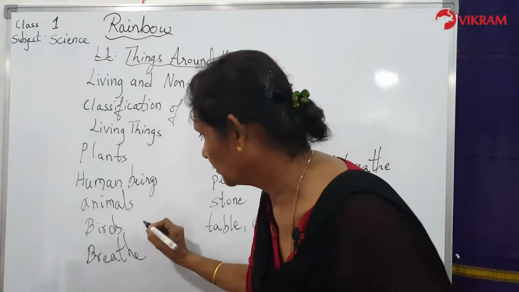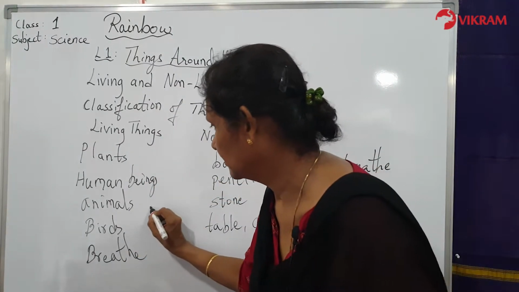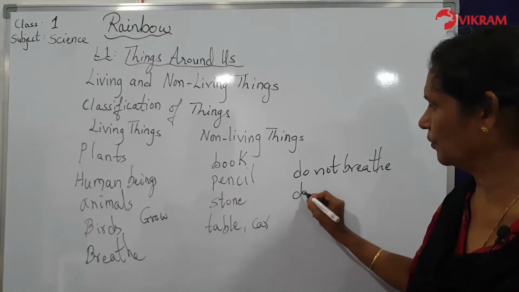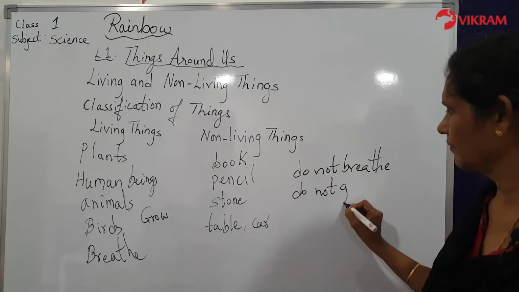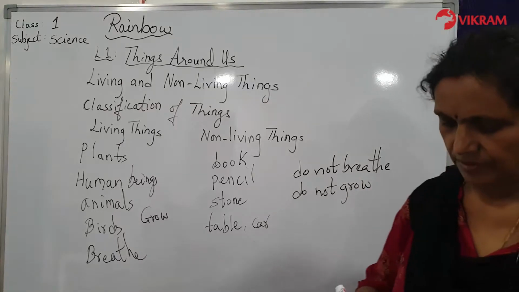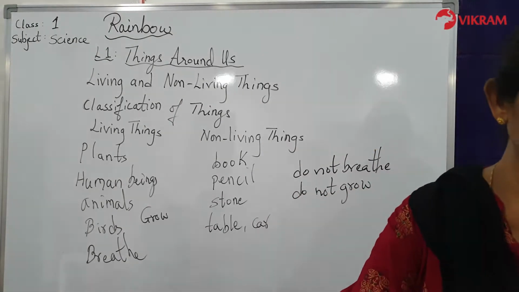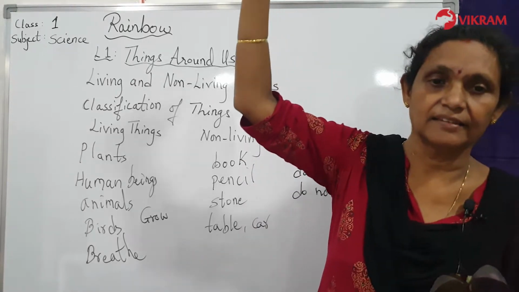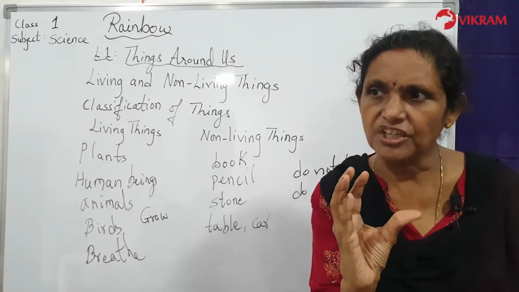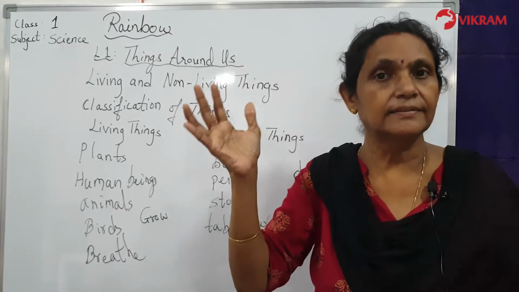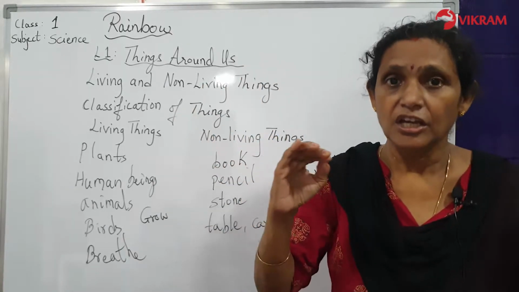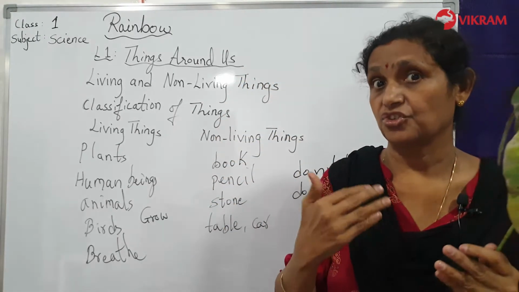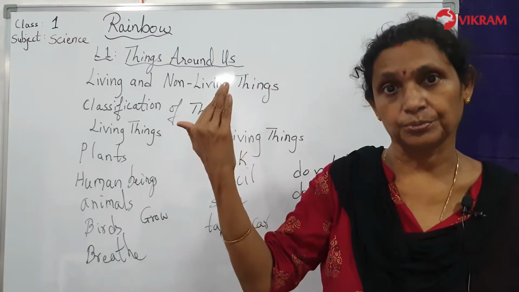Next, what are the most important things these do? They grow. These things will grow. This does not grow. So grow means what? You have seen a plant. From a small plant it will grow to very big size. You have seen a small chicken. It will grow into a big size. The same way a small baby will grow into a big human being. So the living things grow.